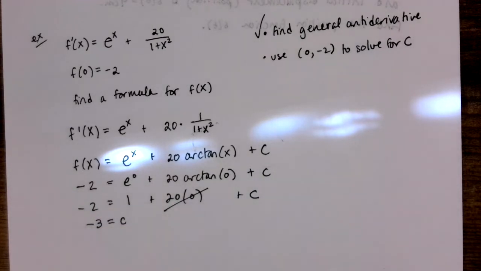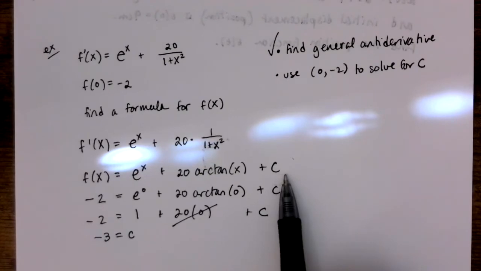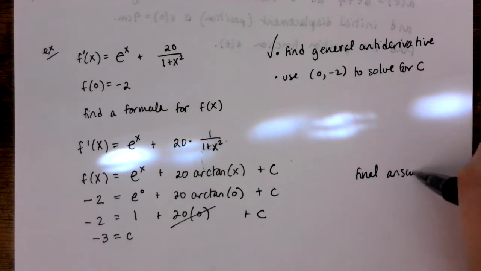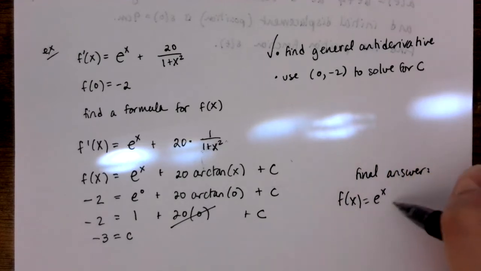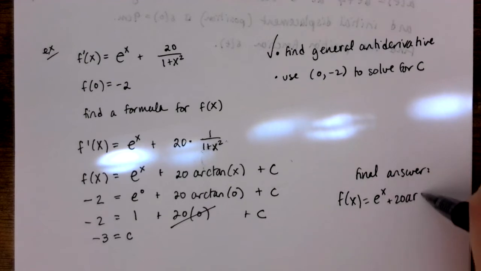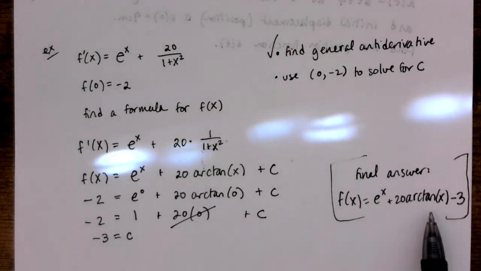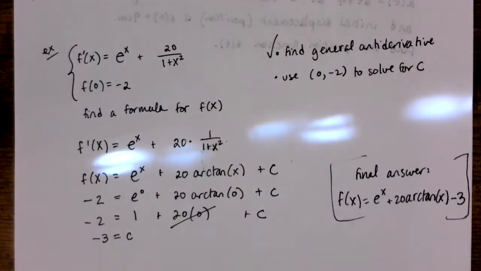All right, so I'm going to go back to this answer and say this formula, but where the c value is -3. So my final answer is f of x equals e to the x plus 20 arctan, oop, I can squeeze it in, and then we'll say plus -3 or just -3. That's the final answer. So this is the one function that meets both of these criteria.